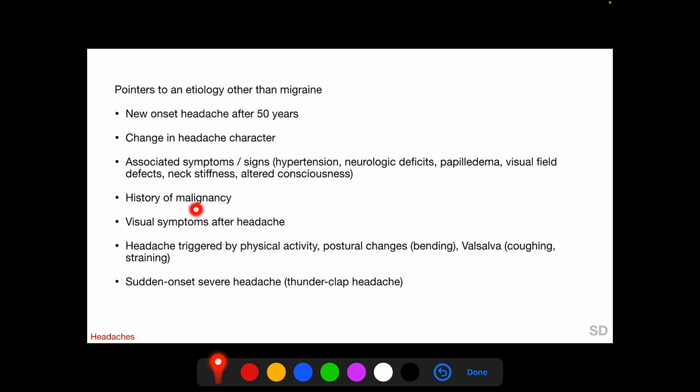History of malignancy, visual symptoms persisting or occurring after headache, headache triggered by physical activity, postural changes like bending and Valsalva maneuvers like coughing and straining, and sudden onset of a severe headache called thunderclap headache. In contrast, headache in a migraine episode is initially mild and then gradually intensifies.